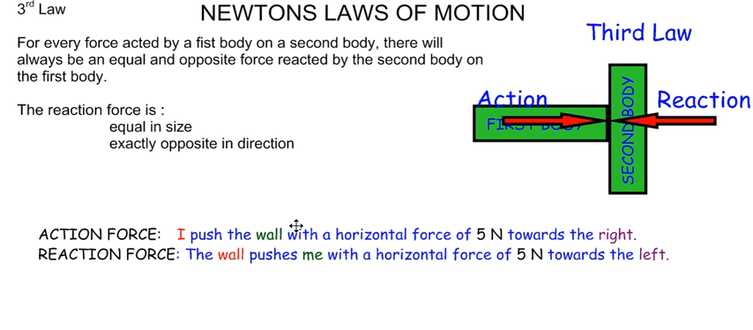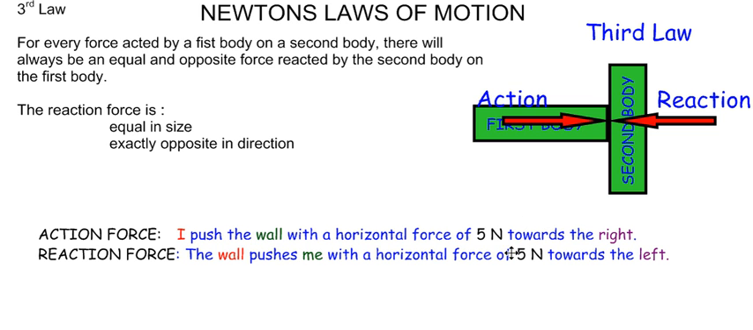And if I push the wall with 5 newtons, then the wall will push me with an equal size force of also 5 newtons. And if I push the body towards the right, then the body will push me with that force in the opposite direction towards the left. So if the action force is I push the wall, then the reaction force is the wall pushes me. So if I push the wall with a horizontal force of 5 newtons towards the right, the wall pushes me with a horizontal force of 5 newtons towards the left. This is an example of Newton's third law.